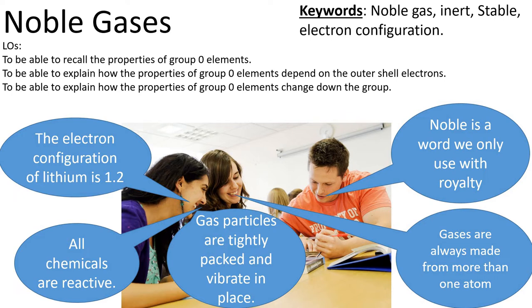By the end of the lesson, we're going to be able to recall the properties of group 0 elements, or noble gases, explain the properties of these and how that depends on the outer shell of electrons, and explain how the properties of group 0 elements change down the group. So first thing I'd like you to do is read these 5 statements.